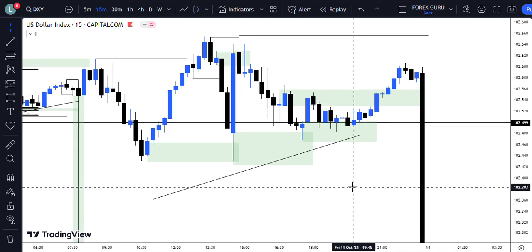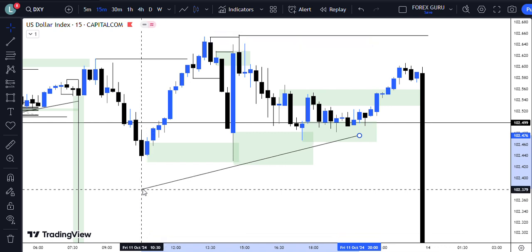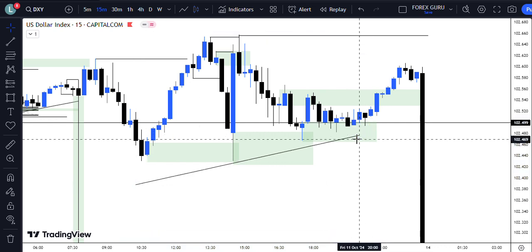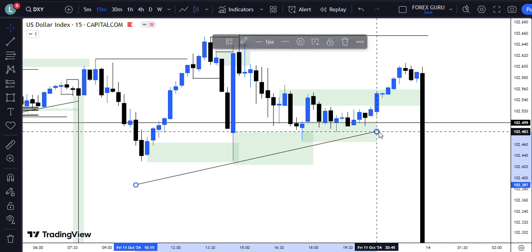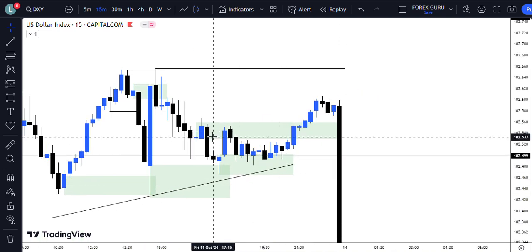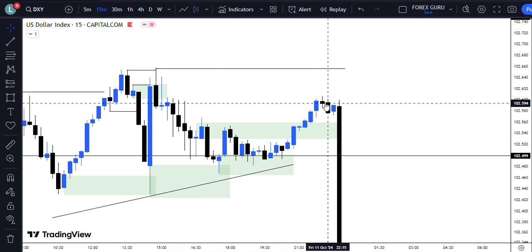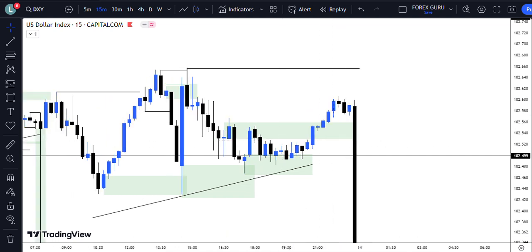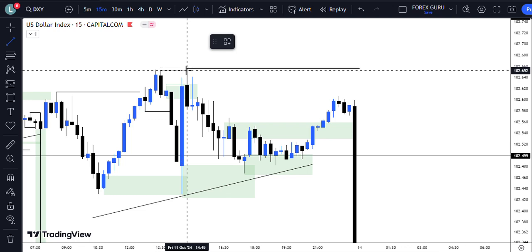And here the price did what? This was the liquidity area, and the price went up, it broke above, and looking right over here, I'm going to be drawing this trend line.